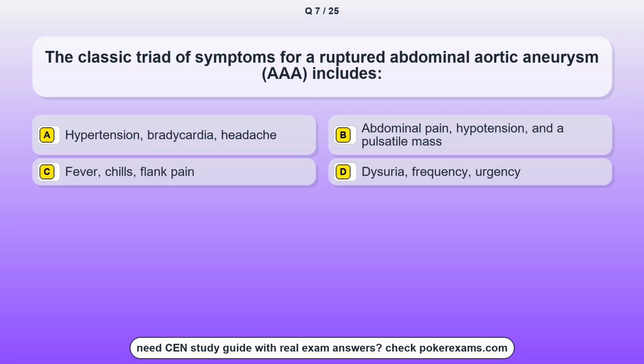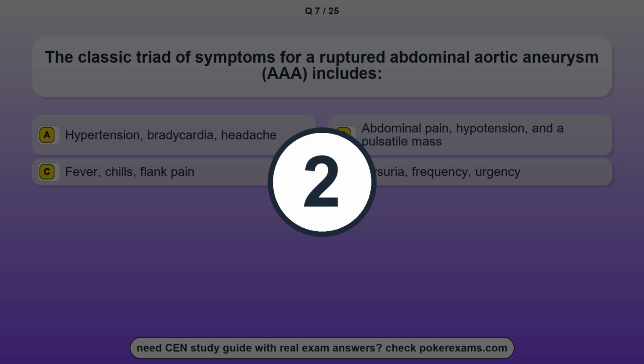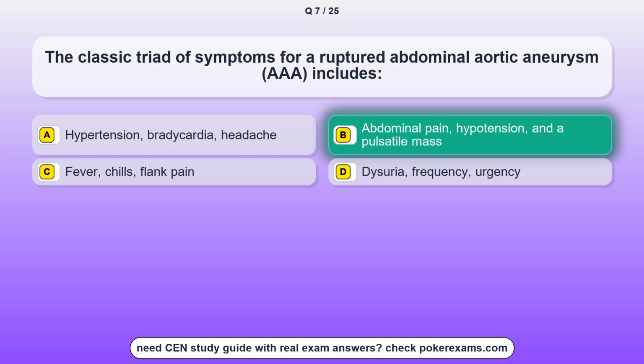Question 7. The classic triad of symptoms for a ruptured abdominal aortic aneurysm, AAA, includes option A, hypertension, bradycardia, headache, option B, abdominal pain, hypotension, and a pulsatile mass, option C, fever, chills, flank pain, option D, dysuria, frequency, urgency. The correct answer is option B, abdominal pain, hypotension, and a pulsatile mass.